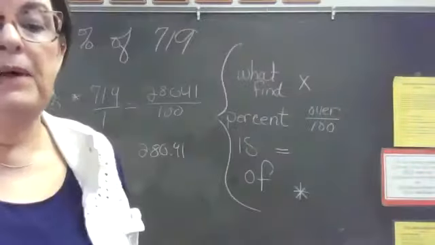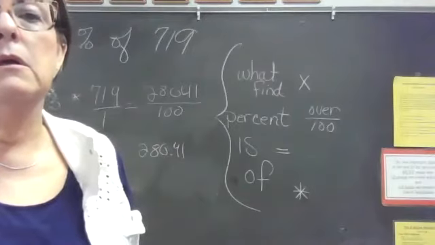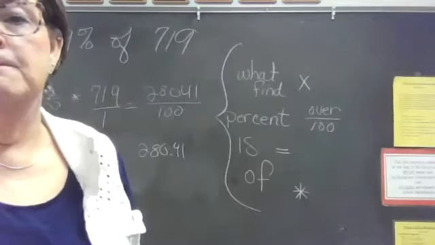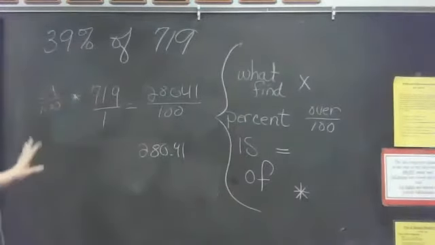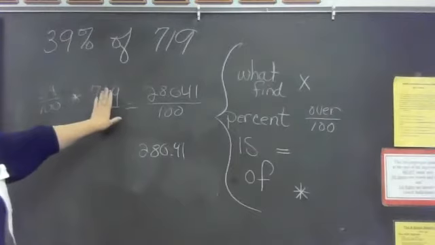Oh, so when I was doing it, I took the 39 and I multiplied it by 719. I just multiplied it, that's all. And then you have to divide it by the bottom part. Oh, I didn't have a bottom part. I just multiplied it and just moved the decimal 2 places to the left.